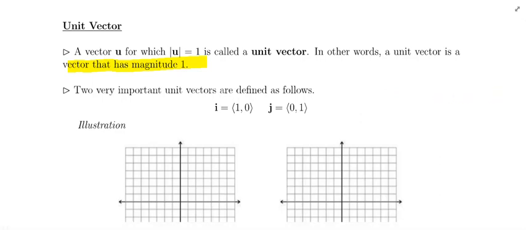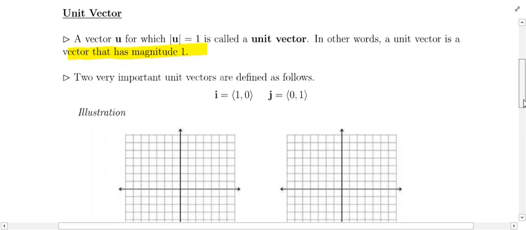There are two very important unit vectors that you need to know. They are defined as follows. The unit vector i is defined as <1, 0>. Those are its components. And then the vector j is defined as the vector <0, 1>.